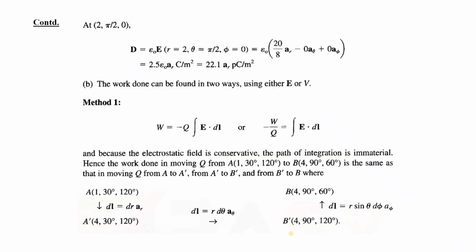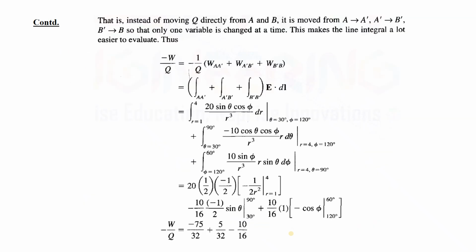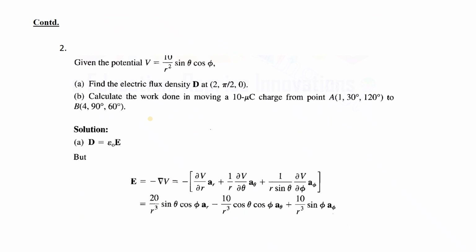This particular numerical is a bigger numerical. It has two parts. I am just showing the first part, part A, and I will continue the second part in the next class. Given the potential V, in which coordinate system is it? It is in the spherical coordinate system, because it has r, theta and phi. It is 10 by r square sine theta cos phi. Find the electric flux density D at a particular point.